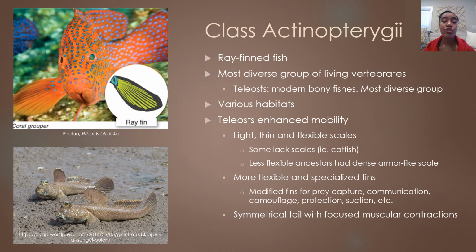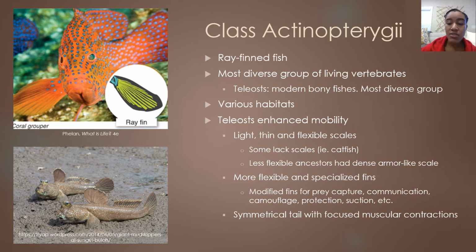Class Actinopterygii include the ray fin fish. And these are the fish that you're probably most familiar with. Just to give you some examples of fish that fall underneath this class: tuna, salmon, lionfish, goldfish, koi, they all fall underneath this class. And they're called ray fin fish because in their fins, they have these long, thin, bony projections that are connected by a thin membrane of tissue.